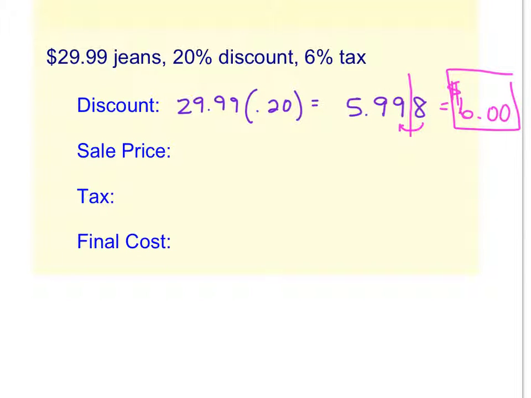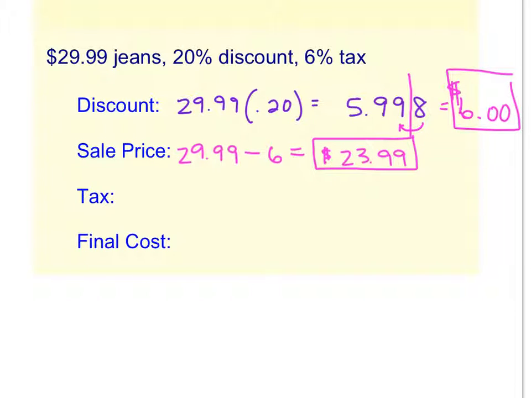All right, so the sale price, we take the full price of the jeans, $29.99, and we have to subtract out the discount, so minus the $6. And that's going to give you $23.99. So these jeans are on sale for $23.99.